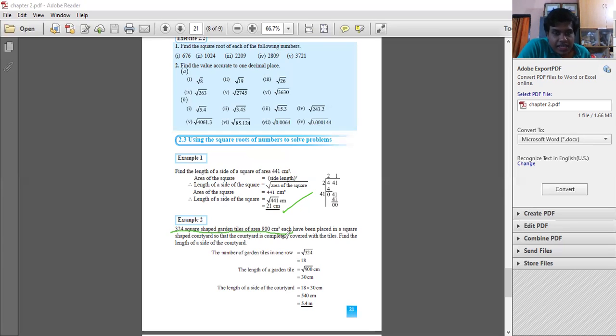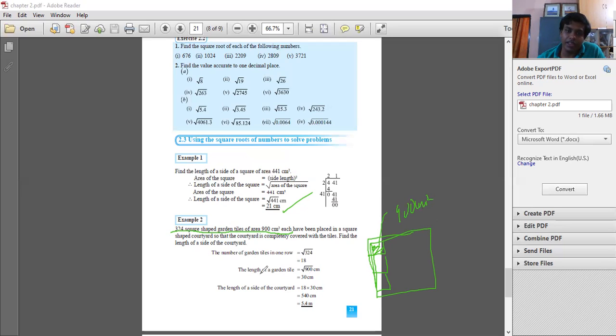The number of garden tiles in one row. So basically 324 square shaped garden tiles of area 900 have been placed in a square shape. This whole thing is covered with 324 tiles, each of area 900 centimeters square.